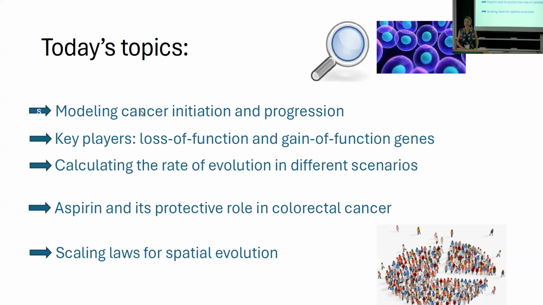So I'll start with some principles of modeling of cancer initiation and describe two types of mutations: loss of function and gain of function mutations that behave very differently when you try to model them mathematically. We'll talk about the rate of evolution.